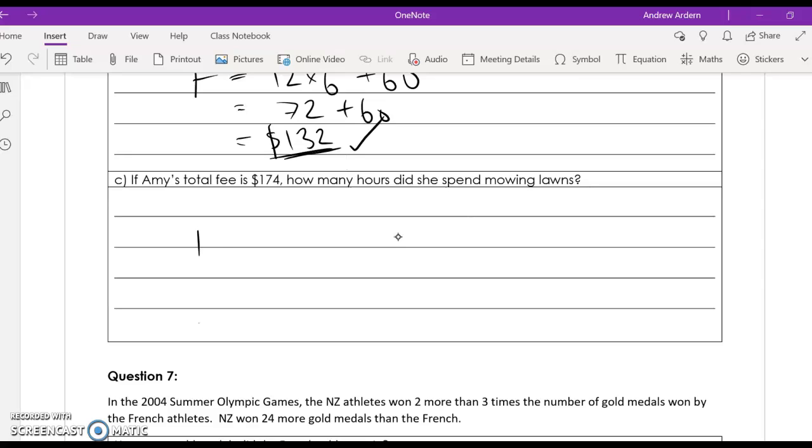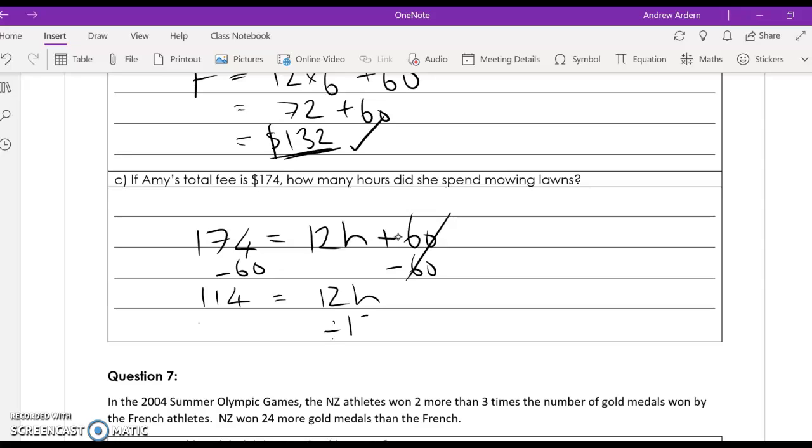If Amy's fee is $174, how many hours did she work? Now that's the hard bit, solving the equation. Take away 60, take away 60, 60's are gone, 114 equals 12h, divide by 12, divide by 12, those are gone, h must therefore equal 9.5 hours.